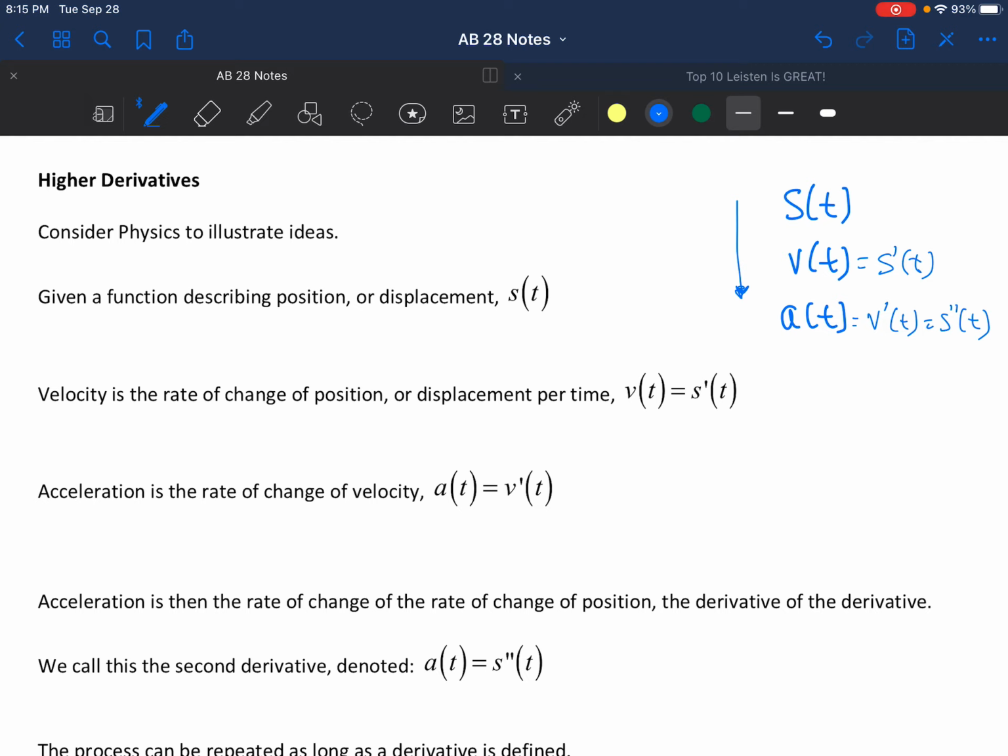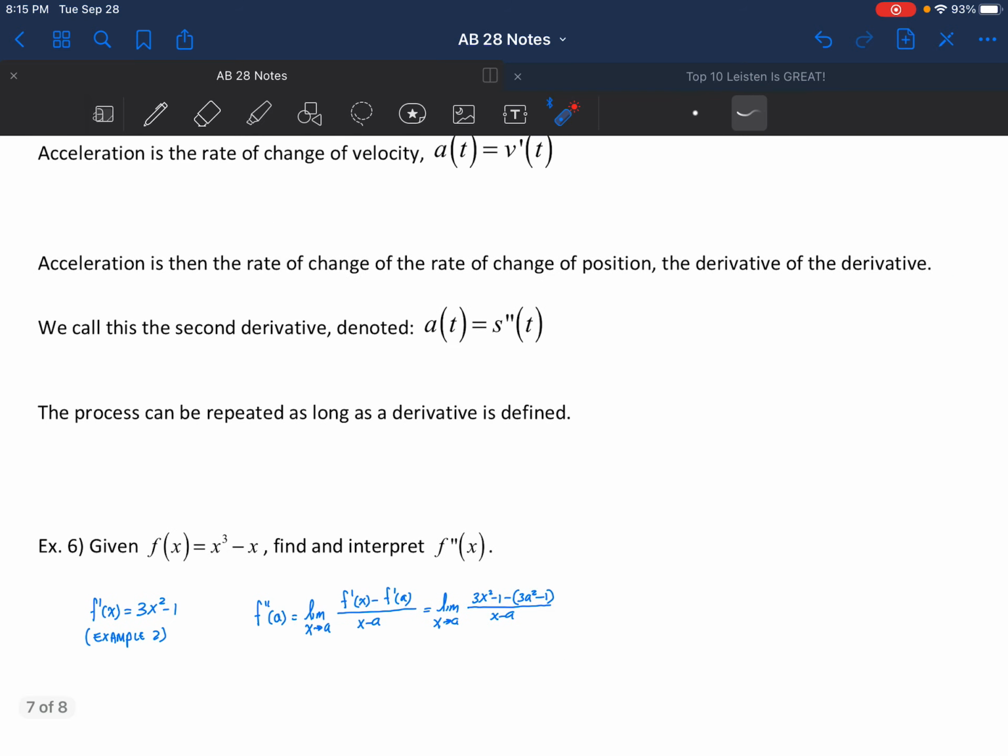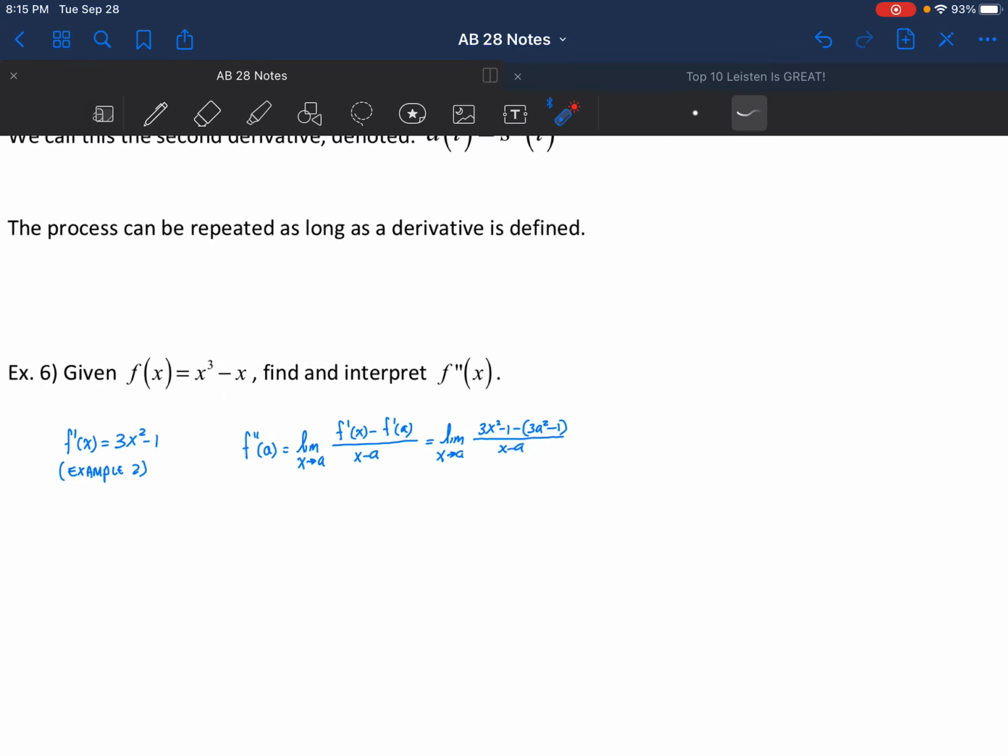If we're talking physics, where we go from position to velocity to acceleration, a prime of t, the rate of change of acceleration, which would be the third derivative (notice 3 tick marks on position), we call that the jerk. If you think about driving and having choppy acceleration, that's the jerk. It's the sudden rate of change of your acceleration. This process can go on as long as a derivative is defined.